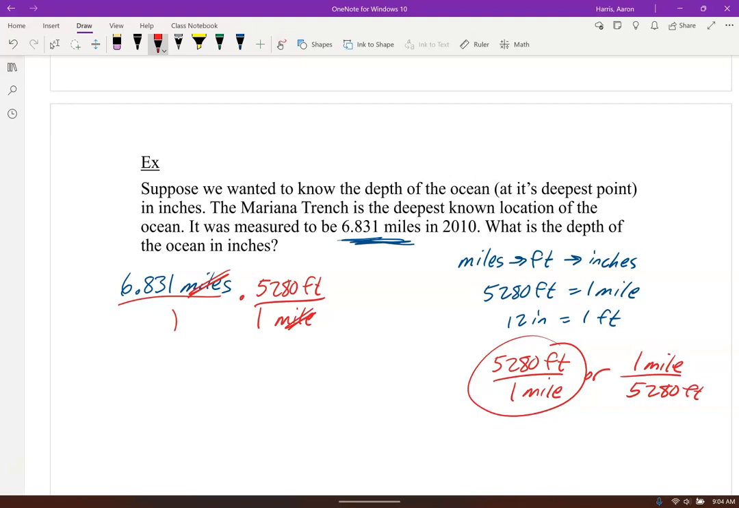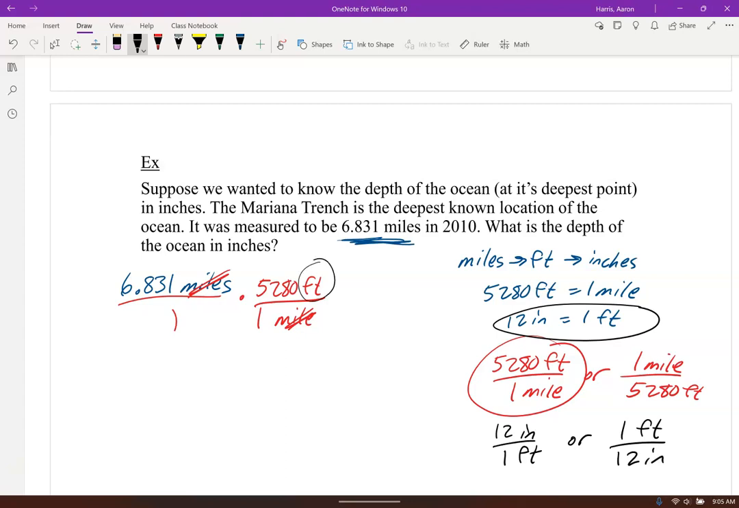But I don't want it in feet. I want it in inches. So I've got to keep going with this. Now, am I going to use the fact that there's 12 inches in 1 foot, or that for every 1 foot there's 12 inches? Well, notice right now my feet are on top, so I want to cancel them. So I'm going to use the first one. There's 12 inches for every 1 foot, so that my feet units cancel. Feet over feet cancels, and I'm left with inches.